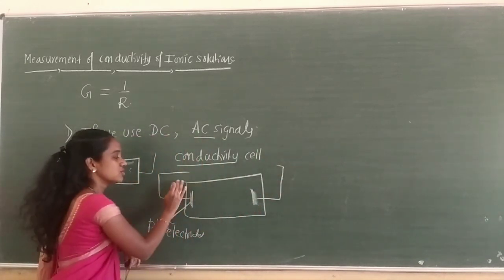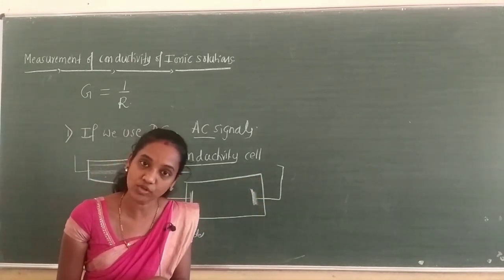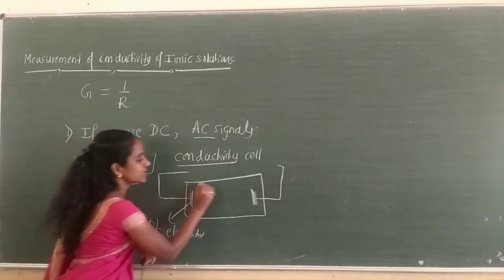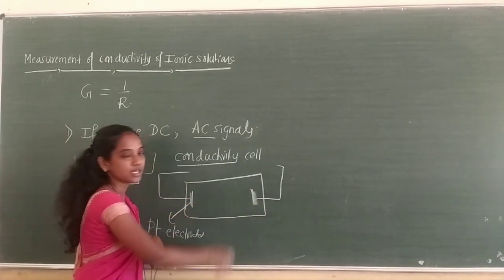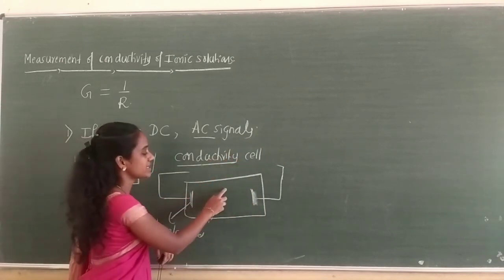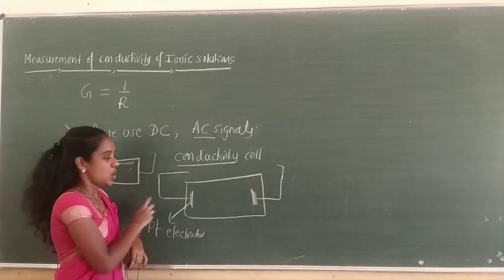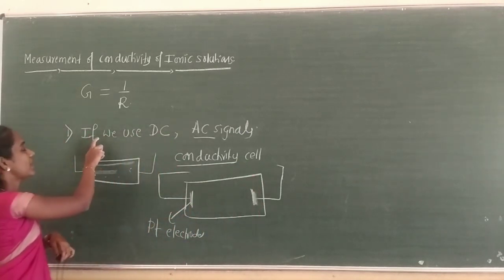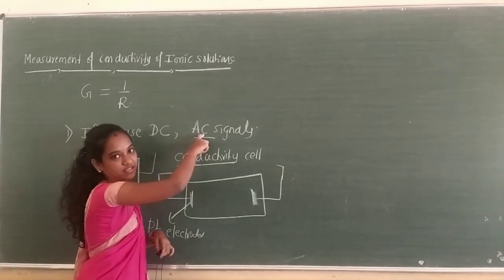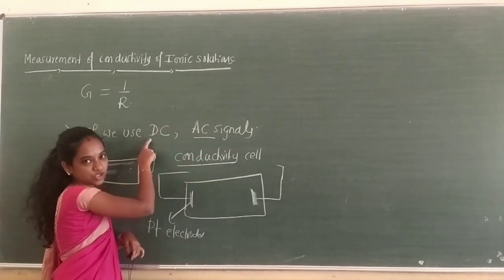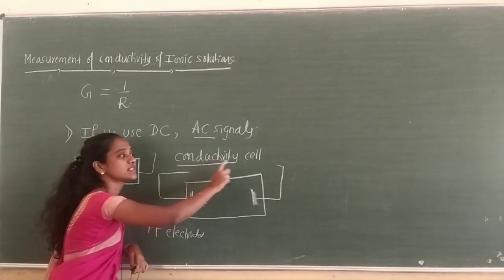Inside this cell we can take any electrolytic solution. After that we can connect that particular cell to a bridge or any circuit. In that way we can measure the resistance of that particular solution. So the first thing, while measuring the resistance of the solution, is that we have to use AC signals instead of a DC source. The second thing is that the conductivity cell is used.